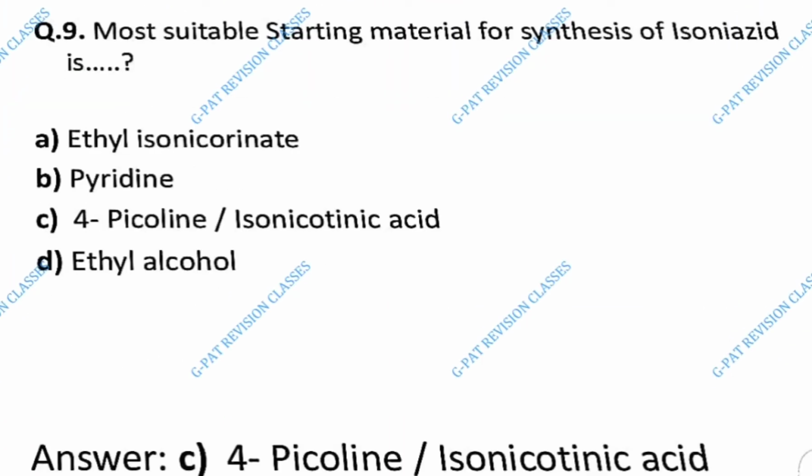Next is question number 9. Most suitable starting material for synthesis of isoniazid is 4-picoline and isonicotinic acid. The answer is C.